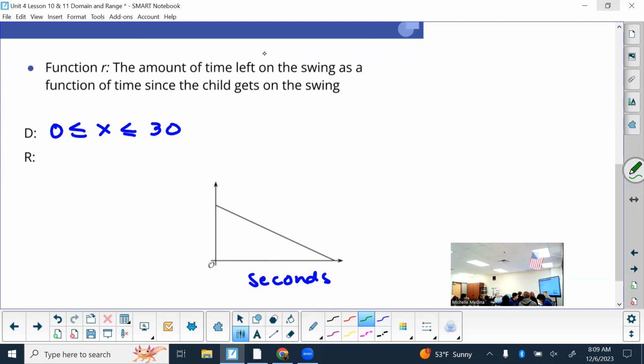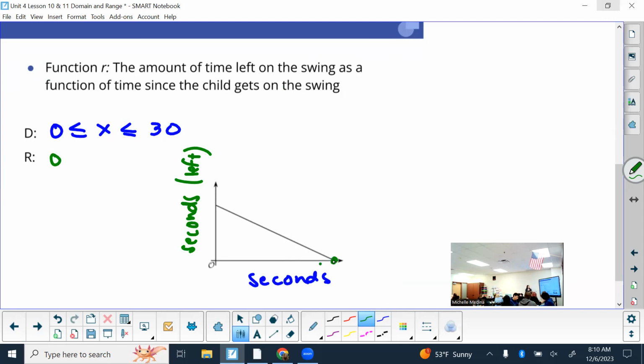Does this one mention anything about height? So then not feet. So time left on the swing, and we're going to use seconds again for what's left on the swing, versus when she was past. All right, so what's my smallest Y value then? Zero.